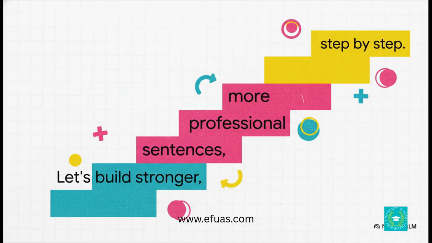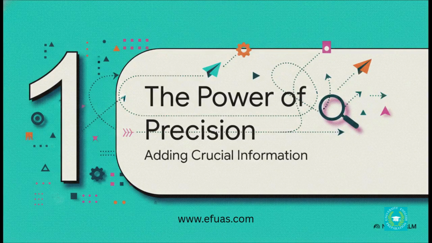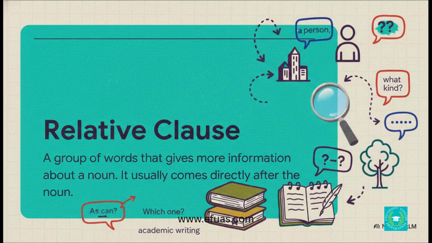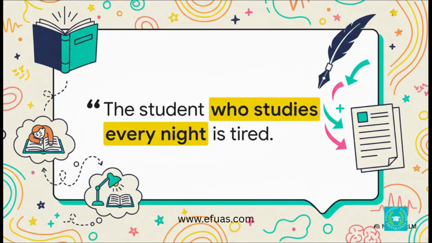Let's dive in. So what exactly is this powerful tool? Well, at its core, it's all about adding specific, crucial information, right where you need it most. You know, it's actually that simple. A relative clause is just a group of words that describes a person, a place, or a thing. Its job is to answer the question which one or what kind, without you having to start a whole new sentence.